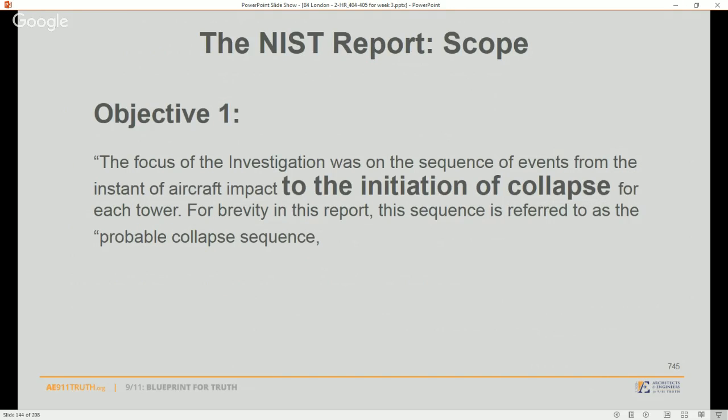Well, they state that their objective, this is in the footnotes, that the focus of the investigation was on the sequence of events from the instant of aircraft impact to the initiation of collapse for each tower. For brevity in this report, this sequence is referred to as the probable collapse sequence, but it stopped at the initiation of collapse when the first sagging floor truss pulled in the first bending perimeter column, according to their theory. There's nothing, no analysis after that.